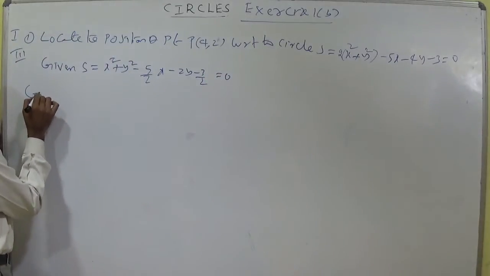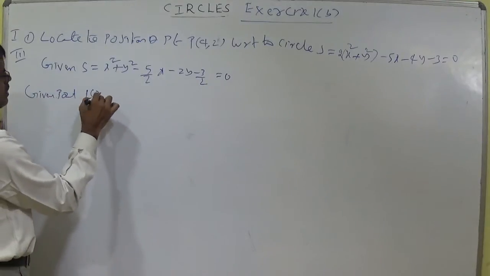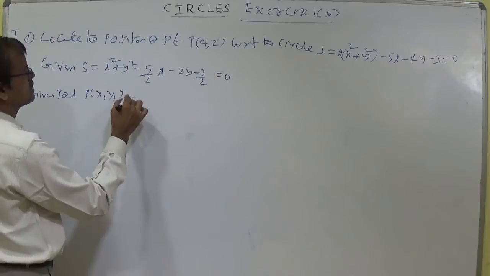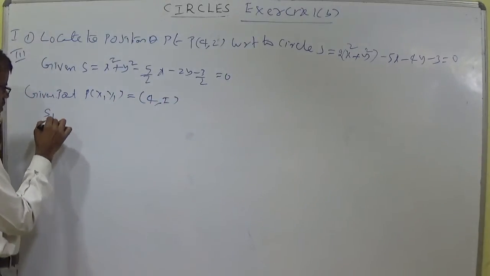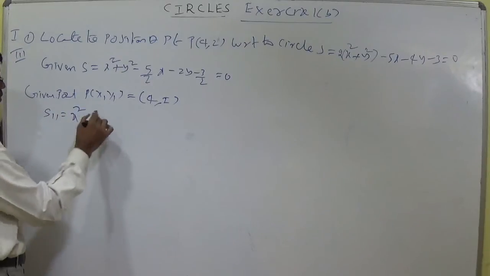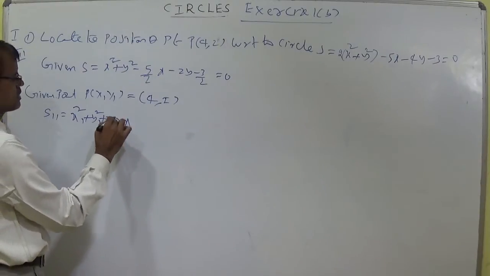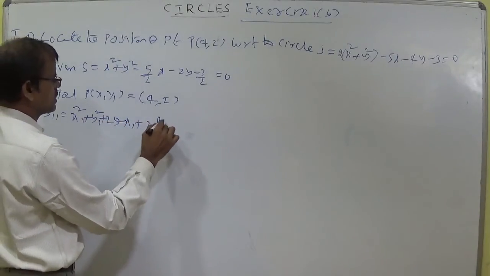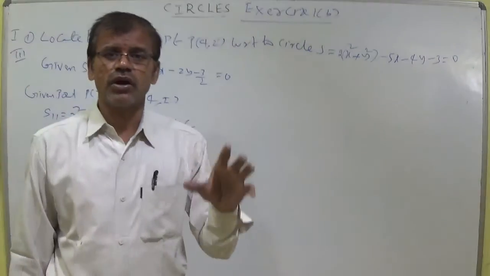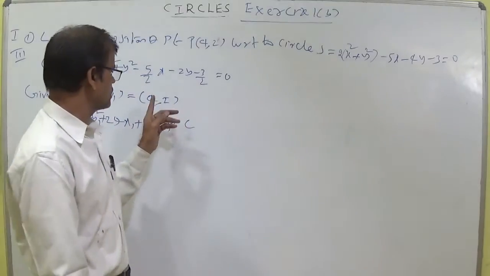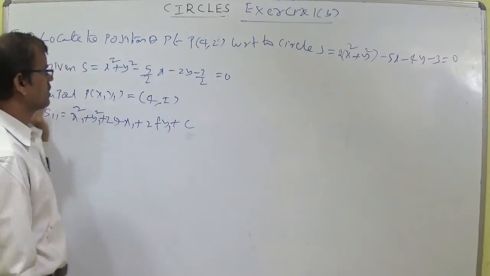Next, the given point P(x1, y1) is equal to (4, 2). Write the notation S11. S11 is x1 square plus y1 square plus 2g x1 plus 2f y1 plus c. It is nothing but substituting whatever point is given into the given circle. That's all, you will get the answer.